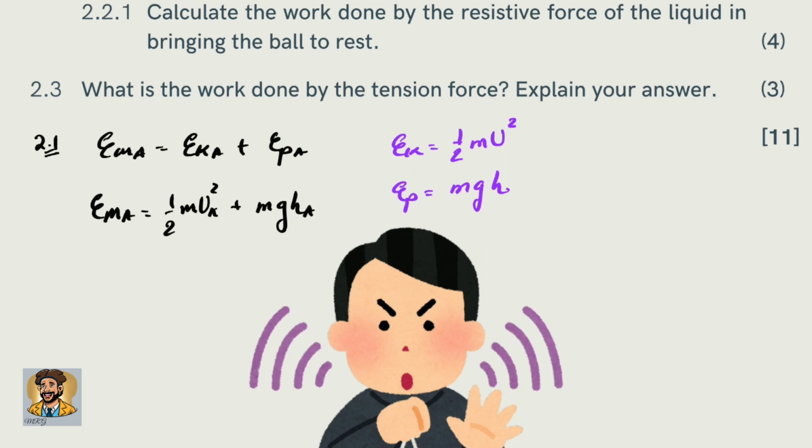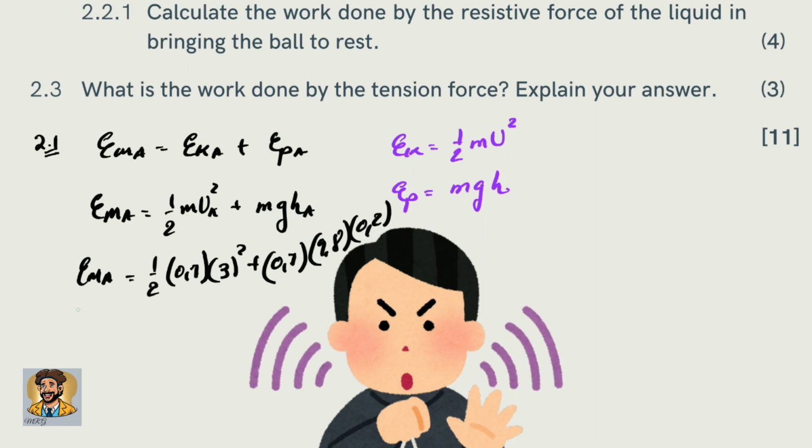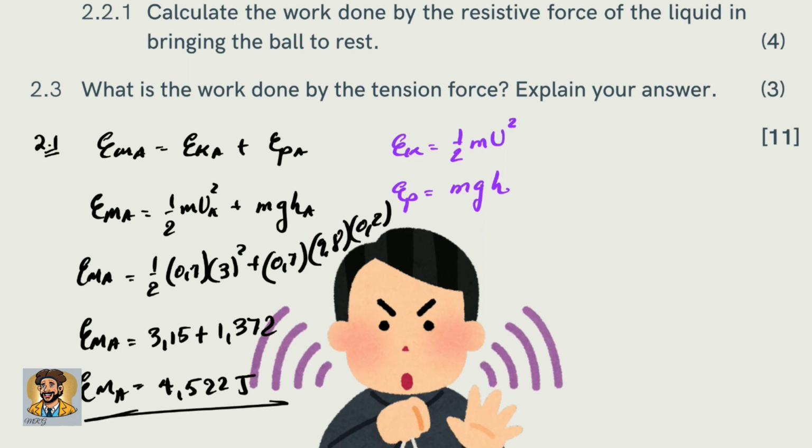Alright, so we can substitute everything. Everything is given to us. And then we get that the mechanical energy at A will be equal to 4.522 joules. That is the mechanical energy at point A.